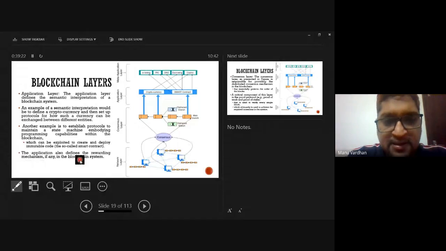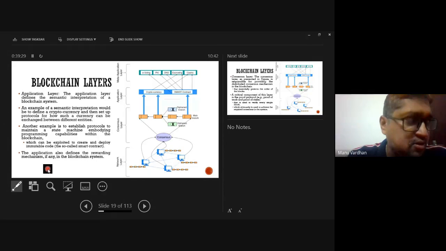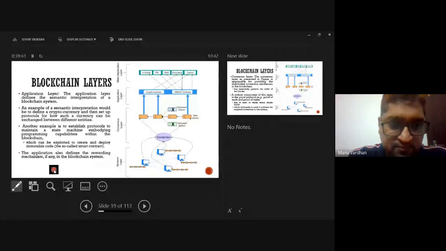The rewarding mechanism was started by Bitcoin only, because Bitcoin is the first cryptocurrency that evolved, and there we use proof of work, and proof of work requires a lot of resources to solve that puzzle when the miners are competing for adding a block in the blockchain. So we need to have some rewarding mechanism for that. The miner who solves the puzzle first will be rewarded accordingly.